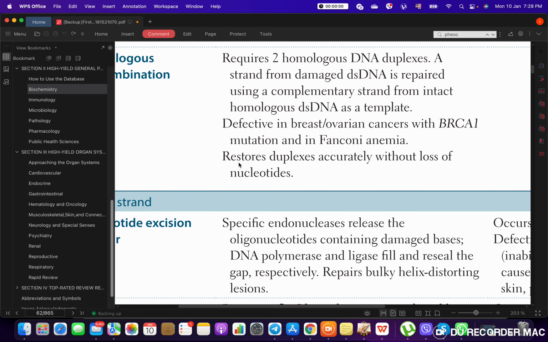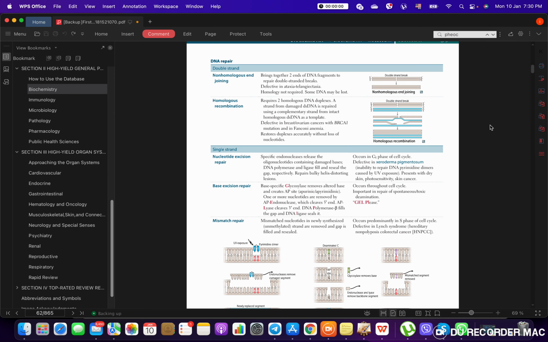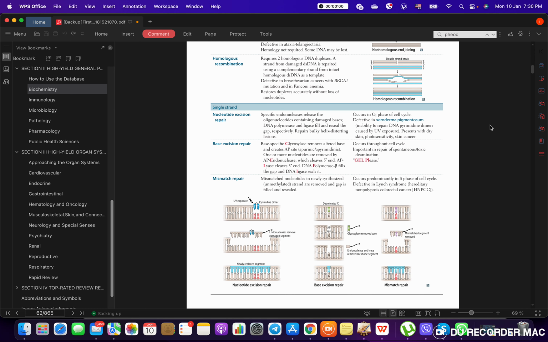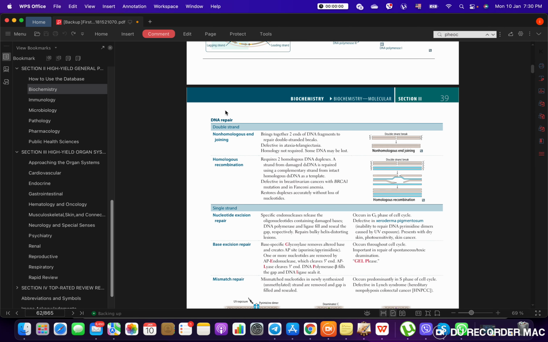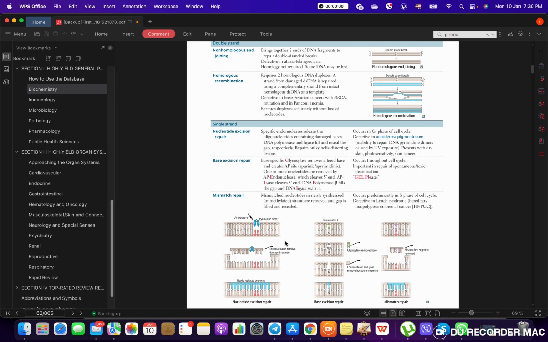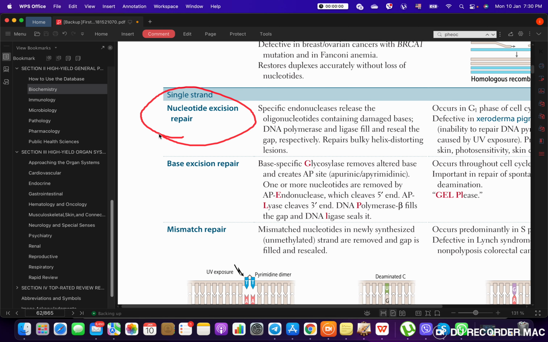So when we speak about this type of homologous recombination, we are not losing anything. We will restore the duplex accurately without losing any nucleotide, because the template was just perfect. So let's speak about the next one, which is actually quite interesting. This was a defect in double strands. Now we are going to speak about a single strand. On the single strand, we might have a problem with the nucleotide excision repair, the base excision repair, or a mismatch. Let's speak about all of these.